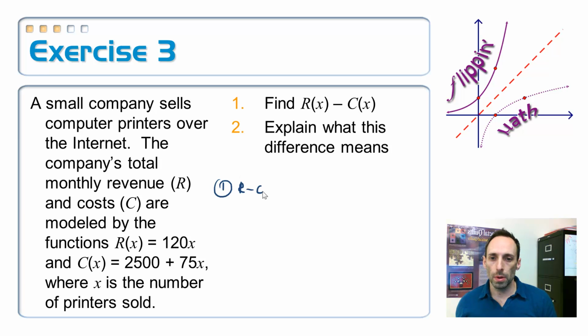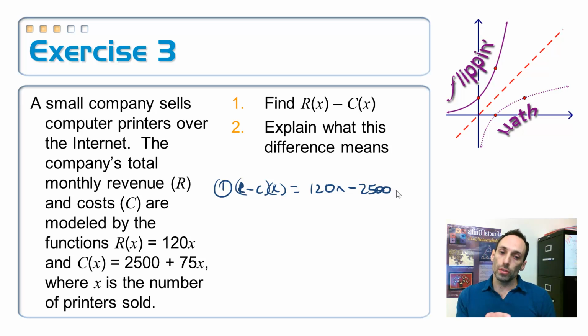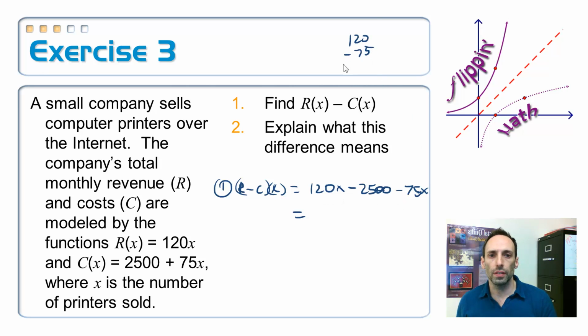So number one, R minus C of x is equal to, my R is 120x minus, and I'm going to subtract both parts of this, so 2,500, and then I have to also subtract the other part, so 75x. Think of it as having parentheses that I distribute the negative sign to. Okay, so I have, let's see, 120 minus 75, borrow 1, and that's 5, and that's 45. So I've got 45x minus 2,500.